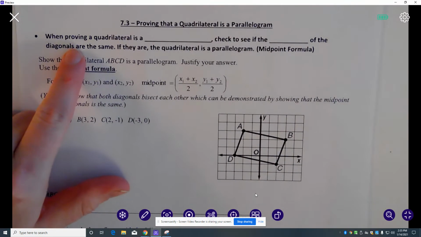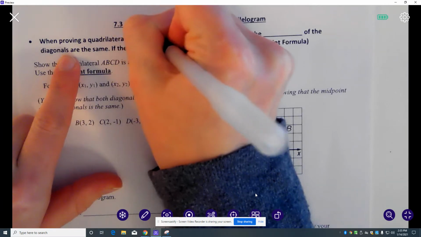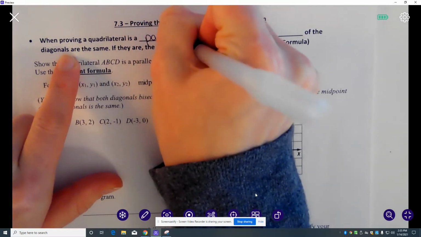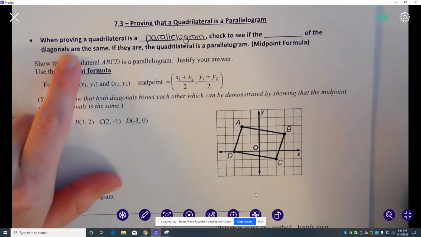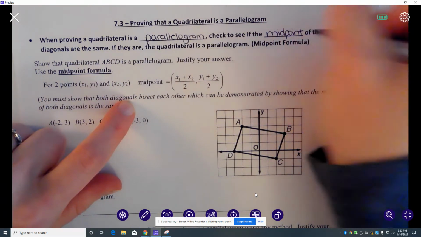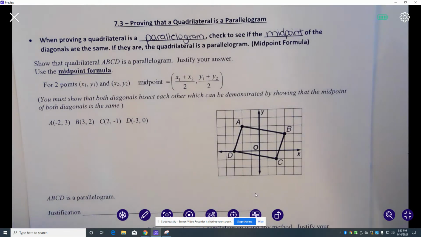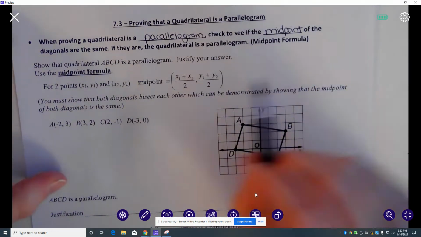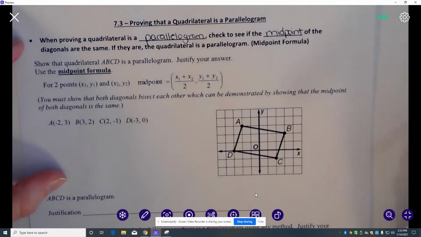So when proving a quadrilateral is a parallelogram, check to see if the midpoints of the diagonals are the same. If the midpoints of the diagonals are the same, that tells us the diagonals bisect each other. And we know when diagonals bisect each other, then the quadrilateral is a parallelogram. So if we check that and they are the same, the quadrilateral is a parallelogram.